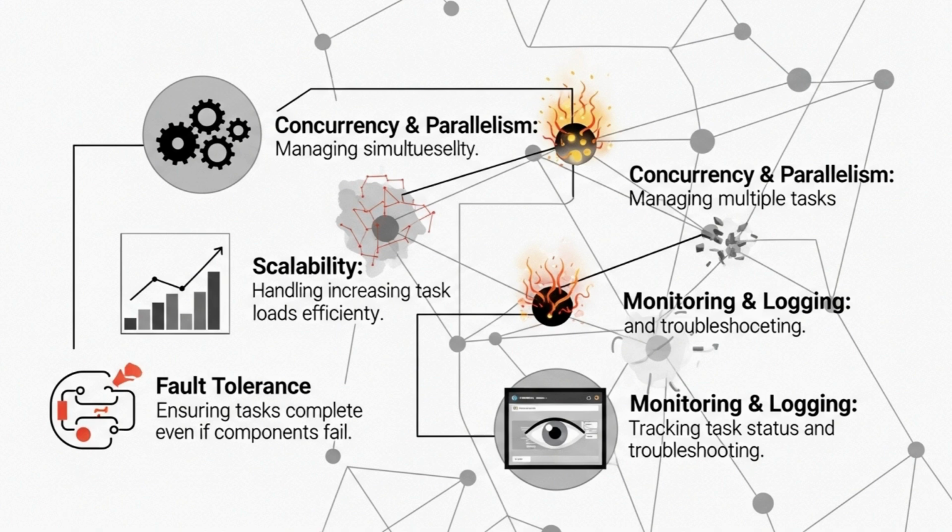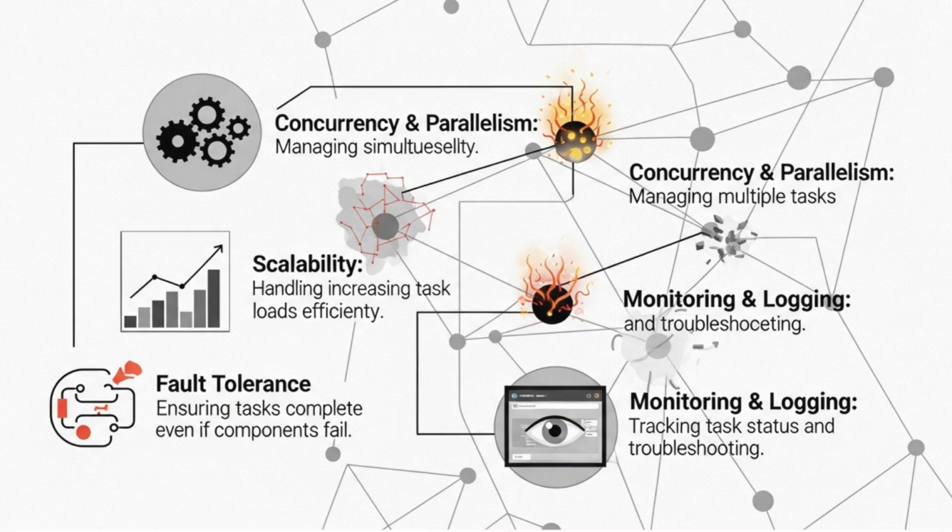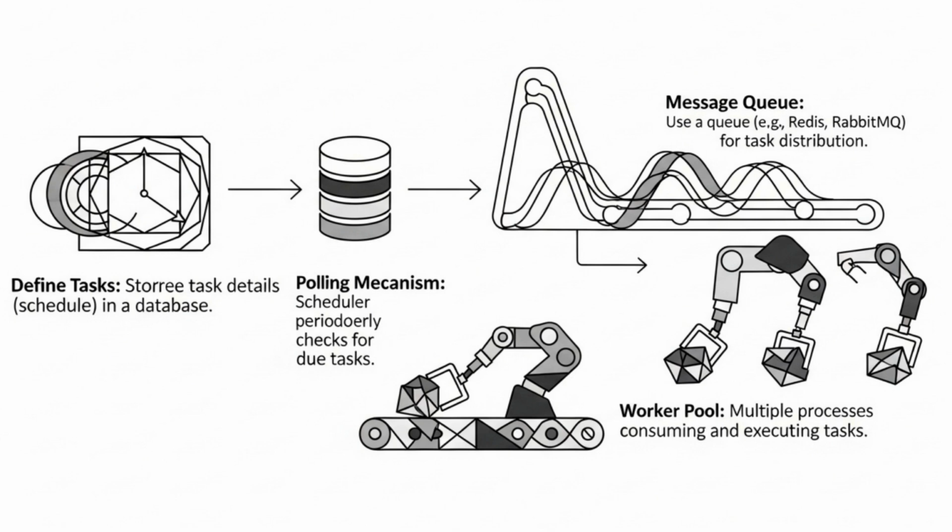With these challenges in mind, let's briefly touch upon what it might look like to implement a simple one. Now that we've covered what task scheduling systems are, their components, types, and challenges, you might be wondering, how would you even begin to implement a simple one? While building a production-ready system is complex, the core concepts are quite approachable.